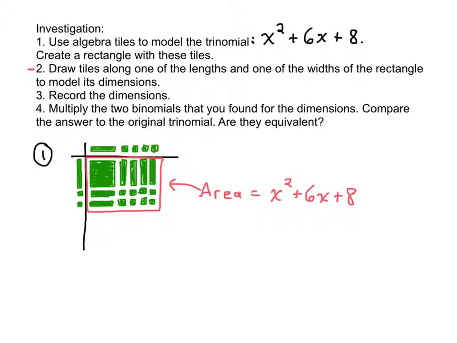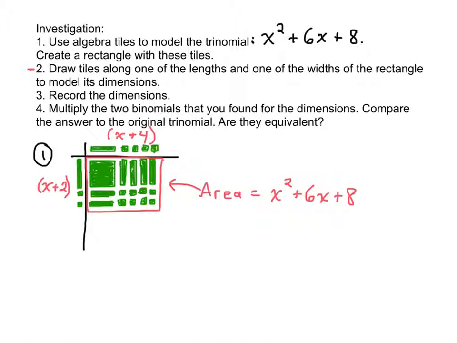And that gives me the tiles along the dimensions. What are those dimensions as polynomials? Well, along the length, we've got an x plus 4 ones, so the binomial would be x plus 4. And along the width, we have an x plus 2 tiles, so the binomial would be x plus 2.